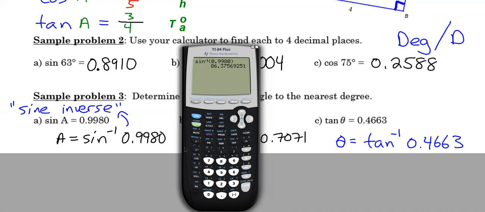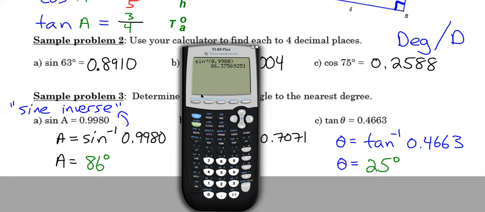And of course, it'll have some decimals in there. That's okay. I rounded it to 86 degrees because it said round to the nearest degree. Okay, and then you just repeat the same process. Again, some of your calculators will work a little bit differently. You might want to check the manual on how that works.